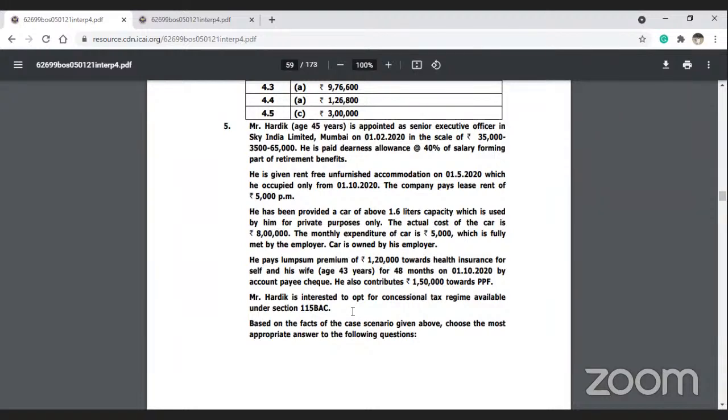He pays lump sum premium of 1,20,000 towards health insurance for self and his wife, aged 43 years, for 48 months on 1st October 2020 by account payee cheque. He also contributes 1,50,000 towards PPF. Mr. Hardik is interested to opt for concessional tax regime available under Section 115BAC. Based on the facts and case scenarios given above, choose the most appropriate answer to the following question.